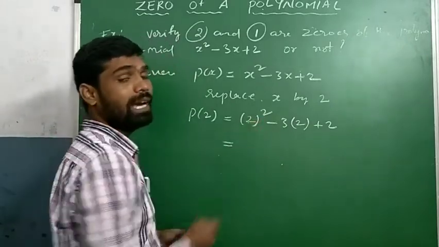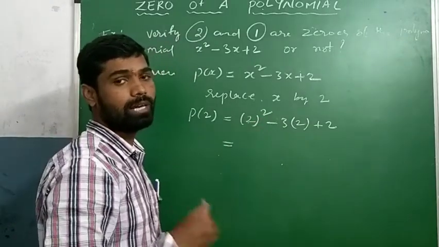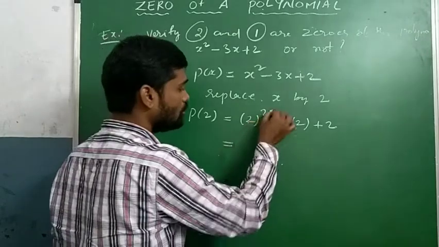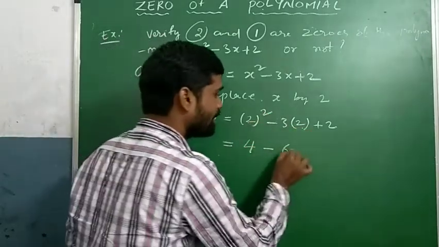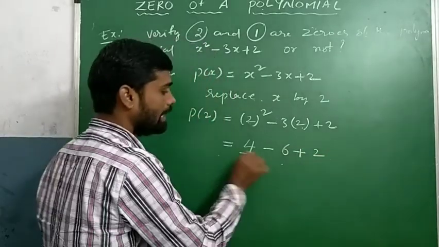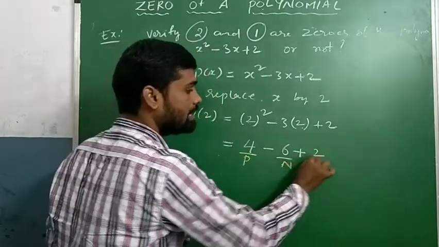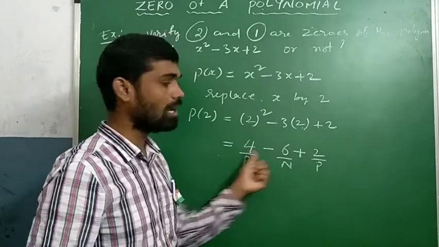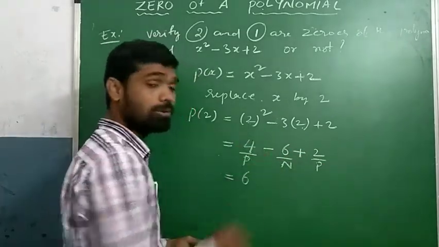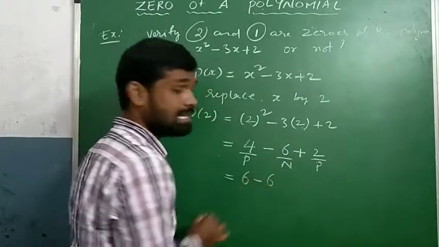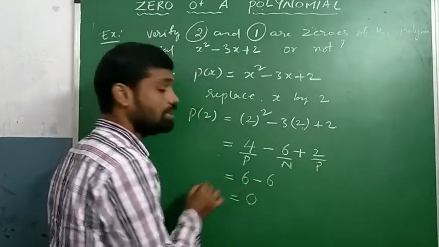Now 2 square means 2 into 2. So 2 twos are 4, minus 3 twos are 6, plus 2. So here 4 and 2 are positive. Let me add them. 4 plus 2 is equal to 6, and the negative, minus 6, is equal to 0.